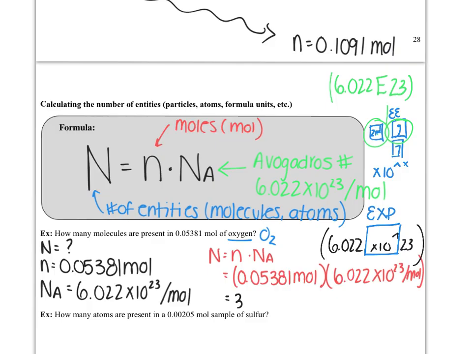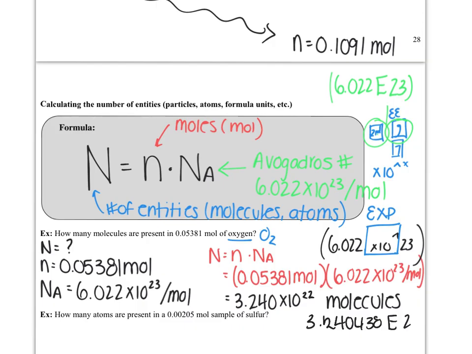I got 3.240 times 10 to the 23 molecules of oxygen in 0.05381 moles. Okay. Oops, I'm in error. I was like, this doesn't look right, so I recalculated. It should be times 10 to the 22. So my calculator says 3.24043 E22. And we have to remember that the E means times 10 to the exponent 22. All right, I want you to try it again.